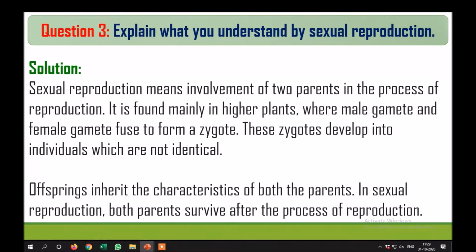Question 3 is: explain what you understand by sexual reproduction. So the answer is: sexual reproduction means involvement of two parents in the process of reproduction. It is found mainly in higher plants, where male gametes and female gametes fuse to form a zygote. These zygotes develop into individuals which are not identical. Offspring inherit the characteristics of both the plants. In sexual reproduction, both parents survive after the process of reproduction.